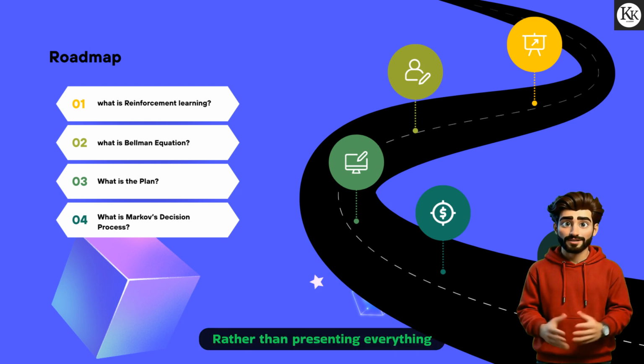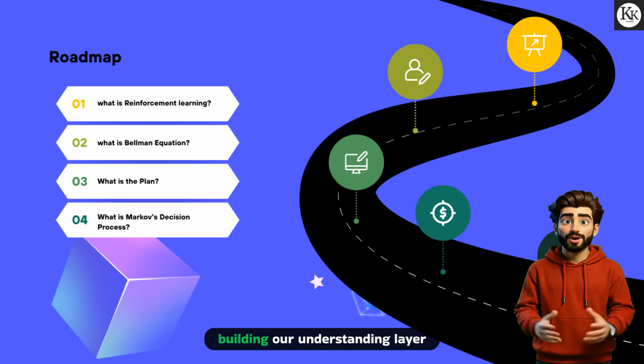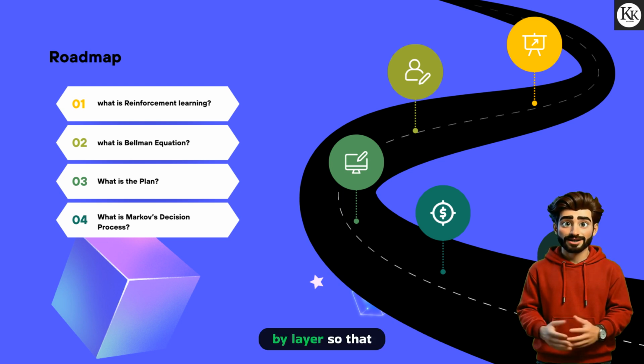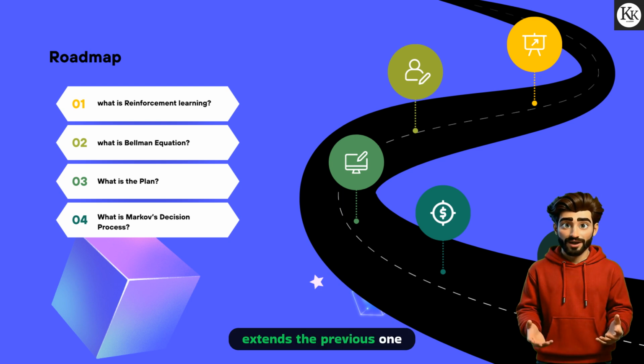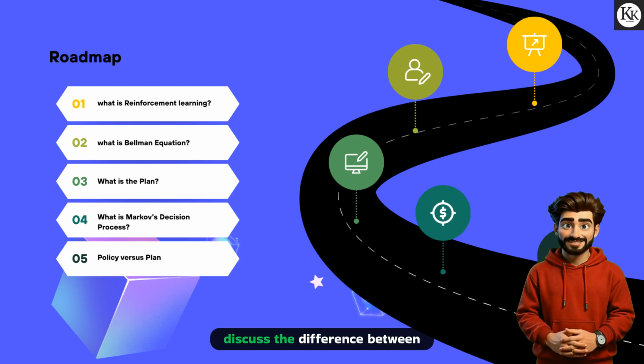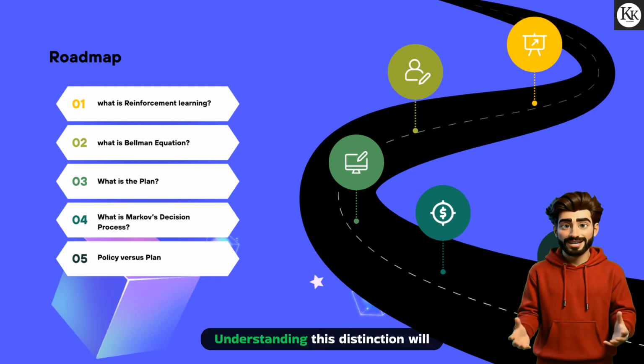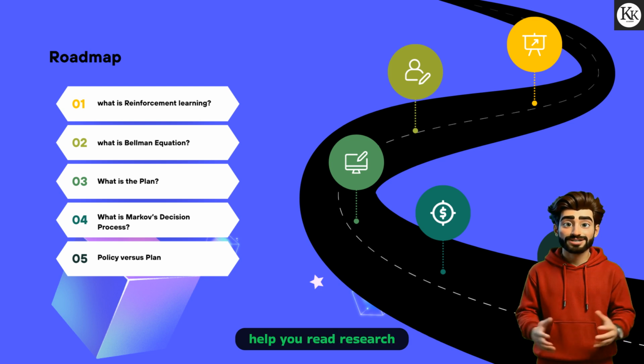Rather than presenting everything at once, we'll continue building our understanding layer by layer so that each new concept naturally extends the previous one. As we continue, we'll discuss the difference between plans and policies. Although these terms are often used together, they represent different ideas in reinforcement learning. Understanding this distinction will help you read research papers, books, and advanced AI resources with much greater confidence.